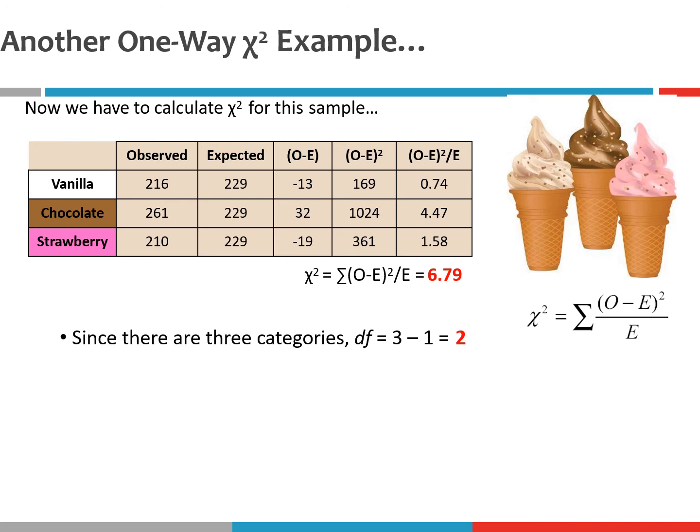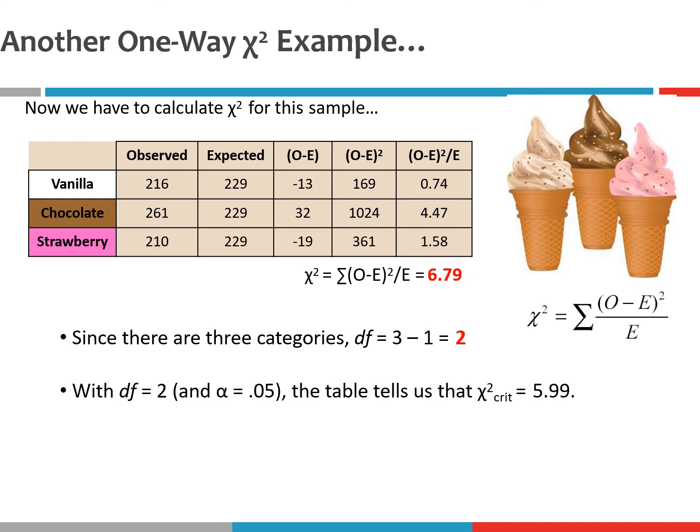Okay, so now that we have our obtained chi-square value, we now need to find our degrees of freedom. Okay, so unlike the previous example that had only 2 levels, red and black, in our current example we have 3 levels, vanilla, chocolate, and strawberry. Okay, so to calculate our degrees of freedom, we're going to do 3 minus 1, which is 2.